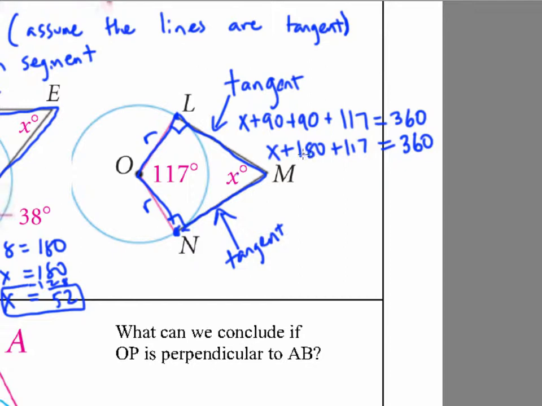So if we add these up, let's see, x plus 90 plus 90 is 180. Let's add these up. 80 plus 10 is 90. So 80 plus 17 is 97. So 297 equals 360. Subtract 297 on both sides. That's like subtracting 300, that would be 60, and then adding 3 back, so 63. All right, so that's what we can do.